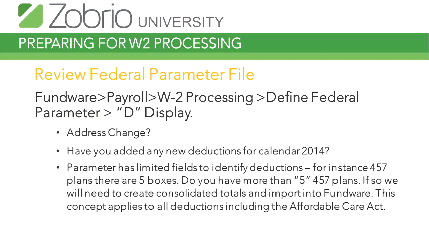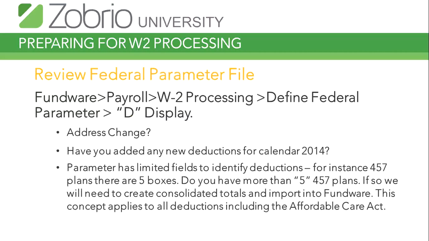What you want to do is put up your antenna and ask, did we add any new deductions in calendar 2014? For instance, did we have a new 457 plan? Did we have any new 941s? Is there anything new that has come into the system that we need to account for within this parameter file? And if so, we need to certainly add that control data into the parameter file, so when it does come time to actually create the W-2s, your numbers are accumulating into the proper boxes on the W-2.